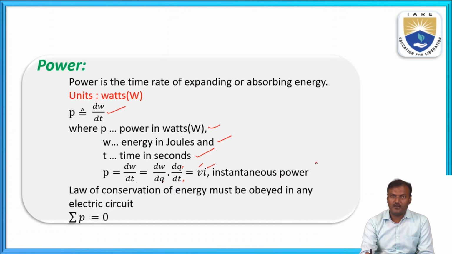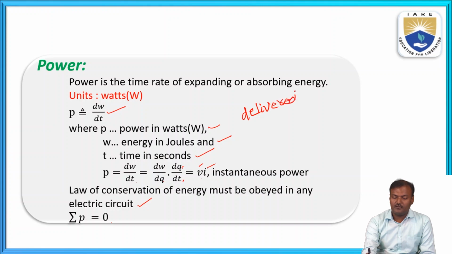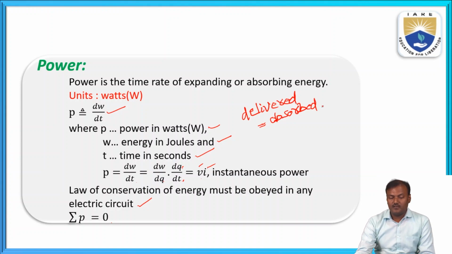So power can be written as the multiplication of voltage and current. The law of conservation of energy is to be obeyed in almost all electrical circuits, that is, sigma P is equal to 0, meaning power delivered by the sources is equal to power absorbed by the elements.